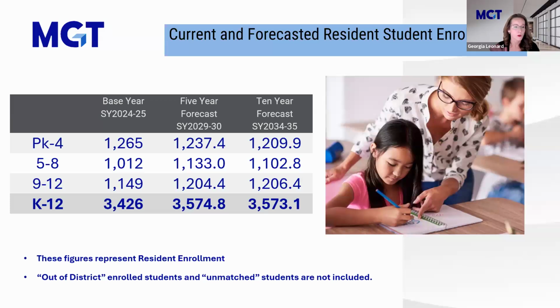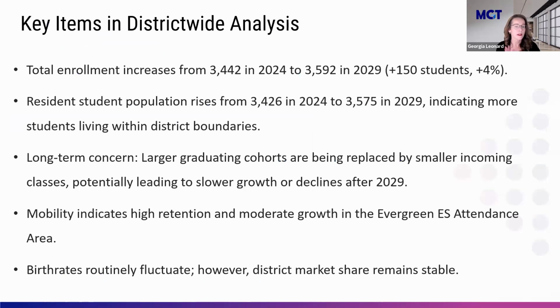So in summary, we started off this year in October with about 3,400 students, so let's say 3,426. And then in about 5 years, you can anticipate to be about 3,574-ish, right? So it's about a 4% growth. So in summary, anticipating about a 4% growth over the next 5 years. Your resident student population is rising. You've got more people moving into your district at a nice little pace.